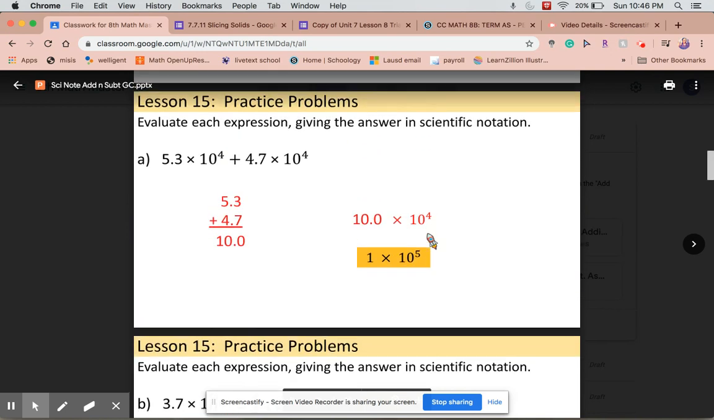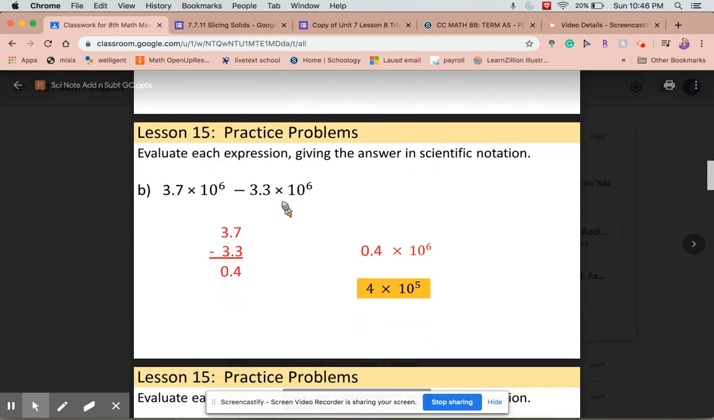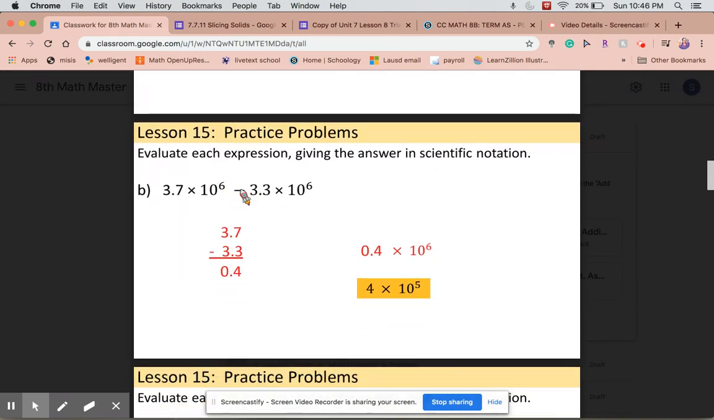Okay. Here's another example. I'm subtracting. Are my exponents the same? Yes. So easy. Subtract the first number and then the second number, which is 0.4. 0.4 times 10 to the power 6. I don't change it. If I want to make this a whole number, I move it this way to the right. So if I do that, I need to decrease 6 to 5. Both answers are correct.